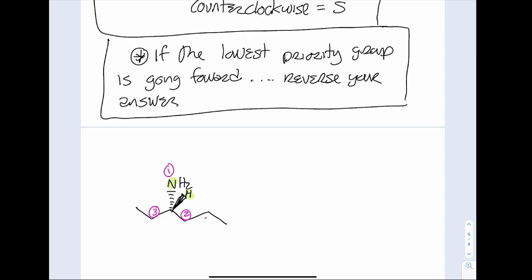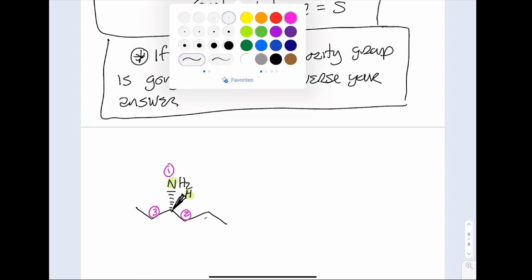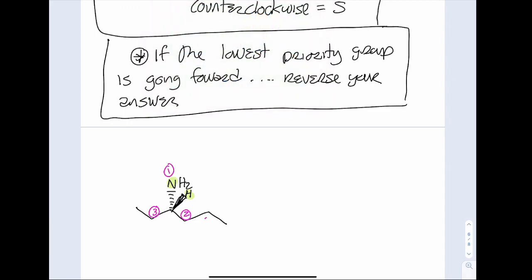Usually I won't number it just because there's a lot of stuff there. It's easier to see for me if it's cleaner. So I'm just going to leave the 4 off. I know that it's 4. And then my lowest priority group is coming forward. So I'm going to do the clockwise counterclockwise thing, and then I'm just going to change my answer. So I'm going to go from number 1 to number 2 to number 3, right? In the order that I'm doing that in this direction.